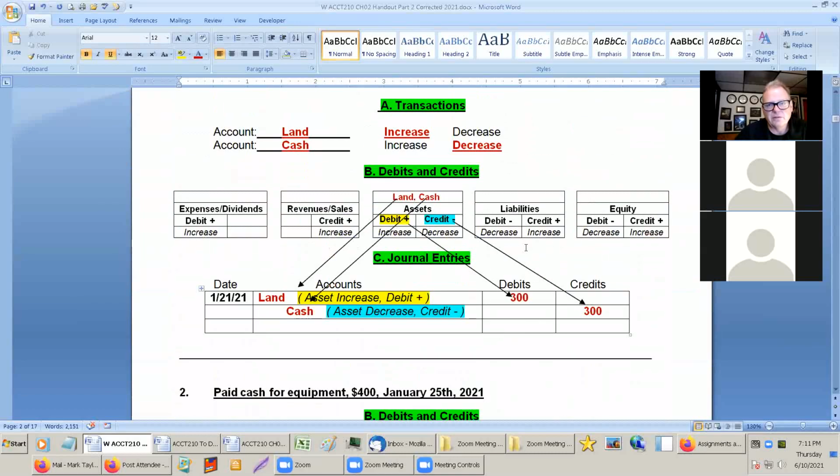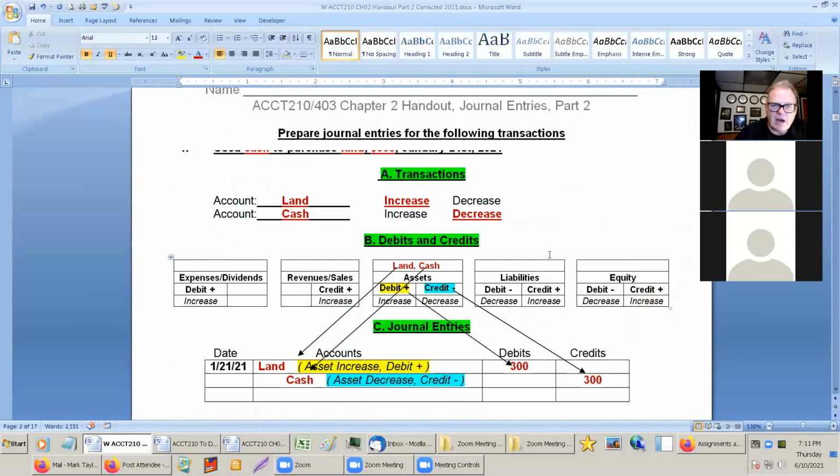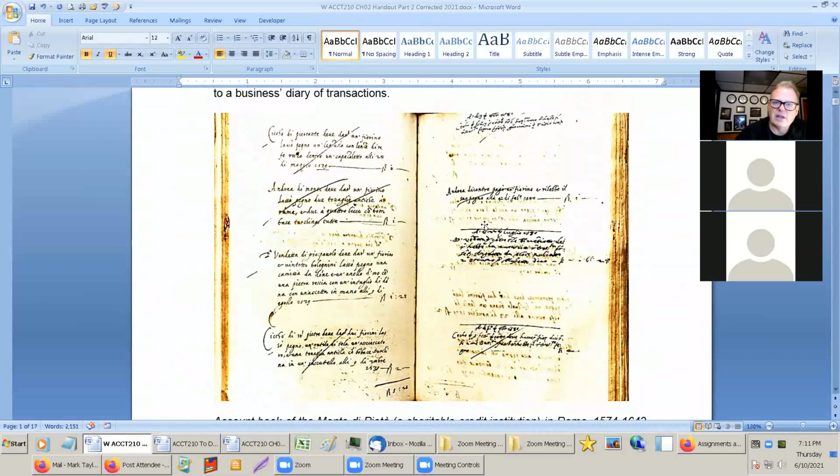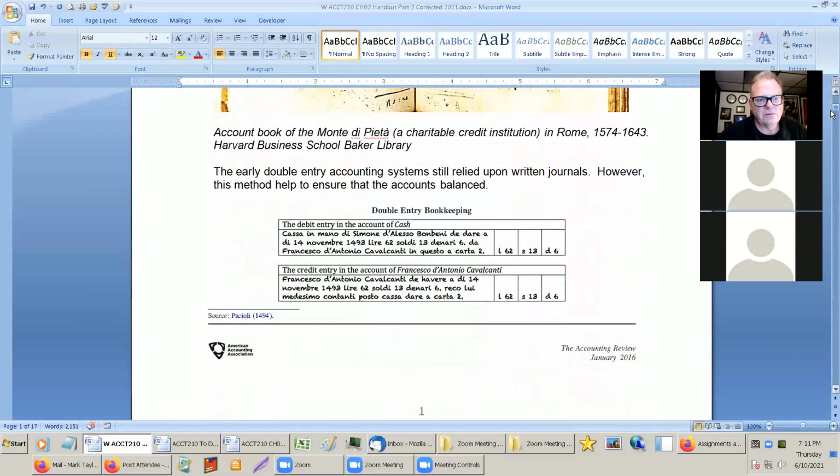And we can make journal entries. They come about from a shorthand for this. That's basically why they're called journal entries. If you think about the term, it doesn't really make any sense anymore, but that's where they came from. All right. Any questions on that?